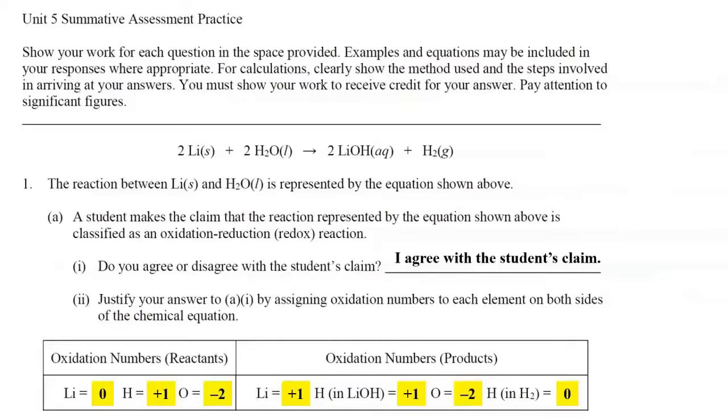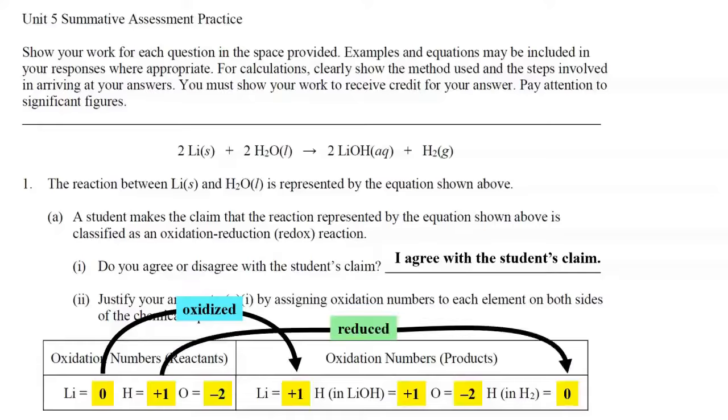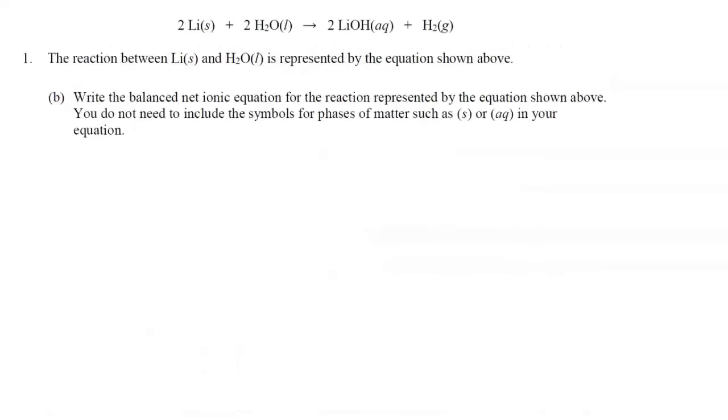So to summarize the changes in oxidation number, lithium is changing from 0 to +1, so lithium is being oxidized, and hydrogen is changing from +1 to an oxidation state of 0 in gaseous hydrogen, so hydrogen is being reduced from +1 to 0. All right, moving on to part B of this question, it says write the balanced net ionic equation for the reaction represented by the equation shown above. You do not need to include the symbols for phases of matter.